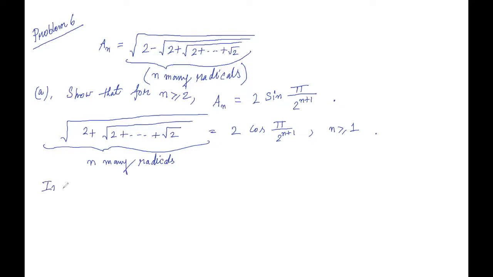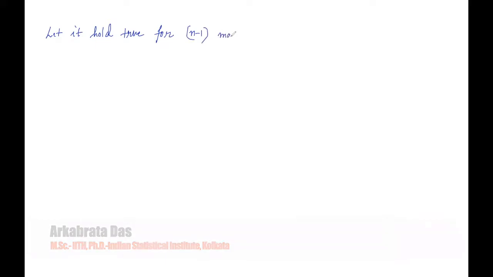Now we induct on n. So first we see that for n equals 1, 2 cos pi by 4 is nothing but root 2. And you see that for n equals 1, the relation holds true. So let it hold true for n minus 1 many radicals.